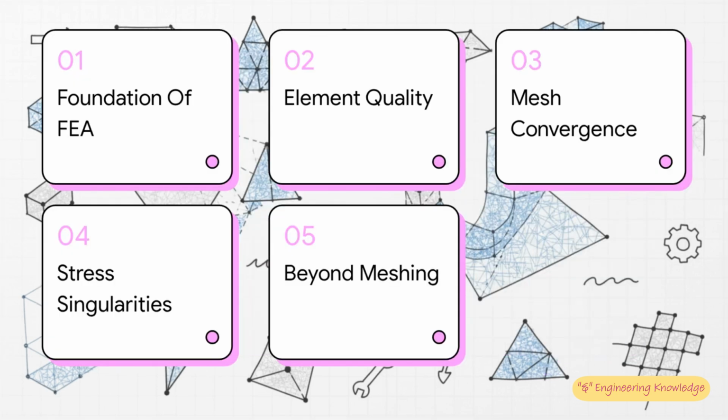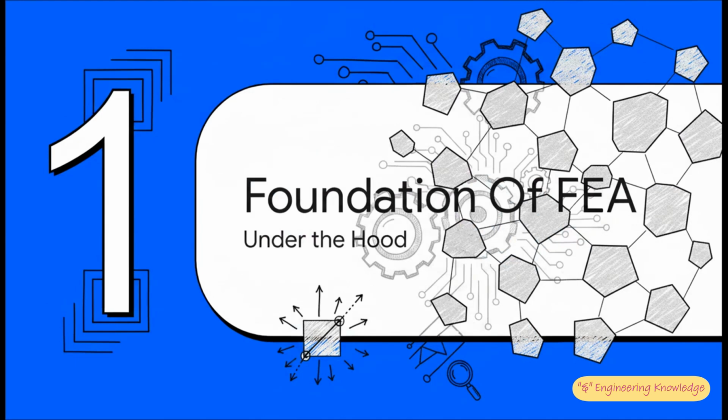So, here is our roadmap for today's explainer. First, the foundation of FEA. Second, element types and quality. Third, the convergence balancing act. Fourth, navigating stress singularities. And finally, number 5, we'll look beyond traditional meshing. All right, let's start with section 1, the foundation of FEA.